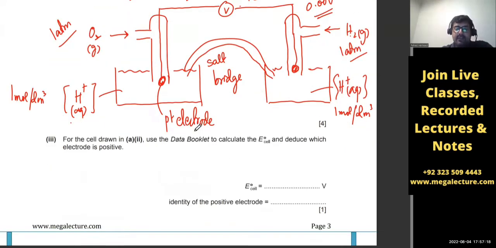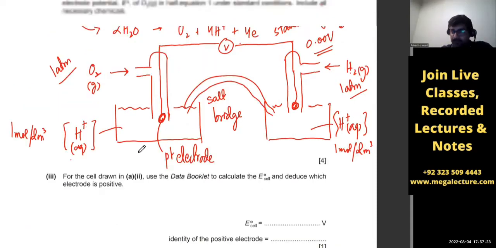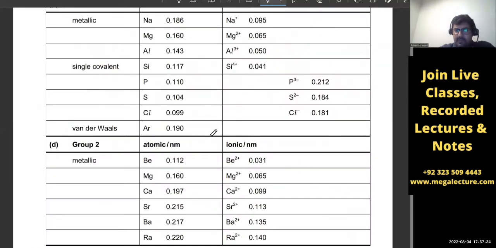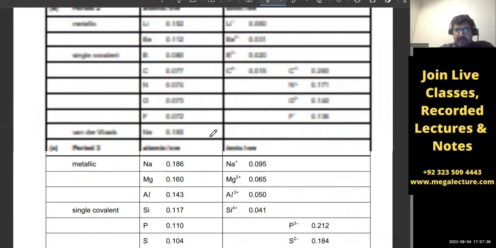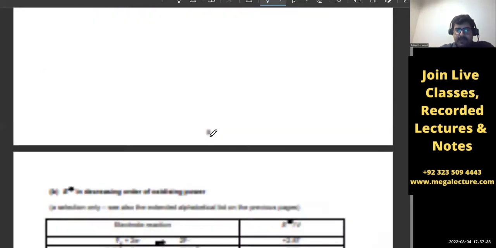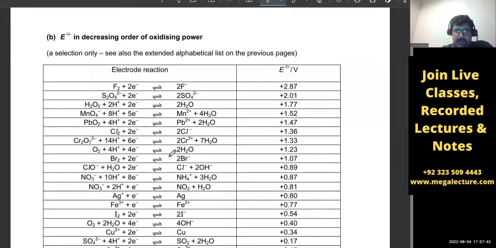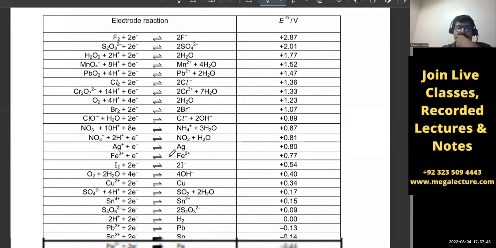And for the cell, use the data booklet to calculate the E naught cell and deduce which electrode is the positive one. Now, the hydrogen electrode I know is the 0 volt. I'm going to open the data booklet. The equation is water, oxygen and H+, right? So let's open the data booklet and copy the equations. Do we have water, oxygen and H+? I think so.